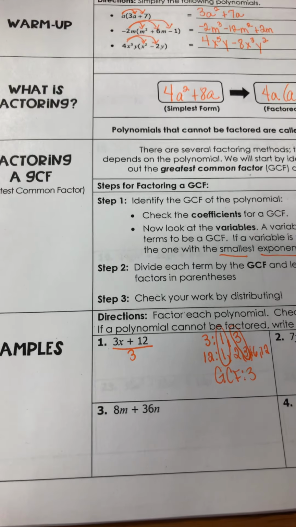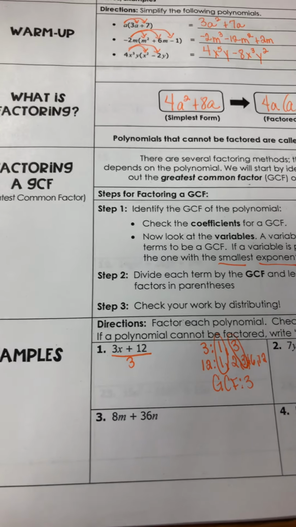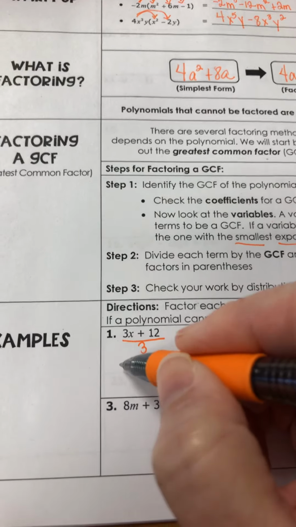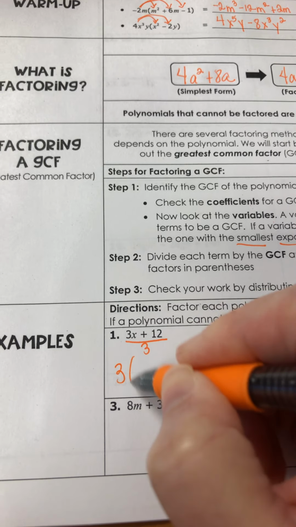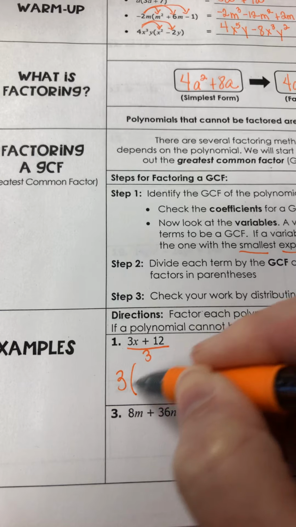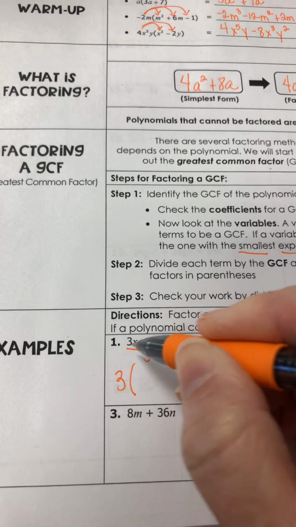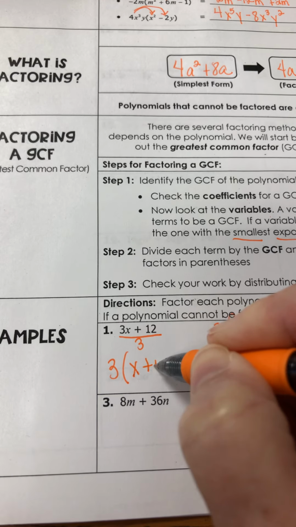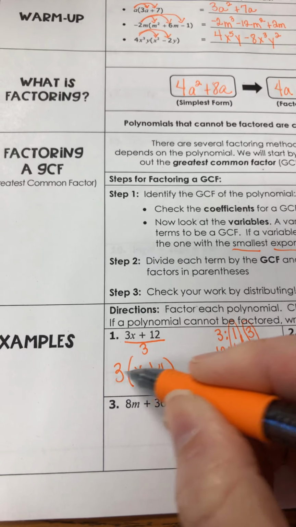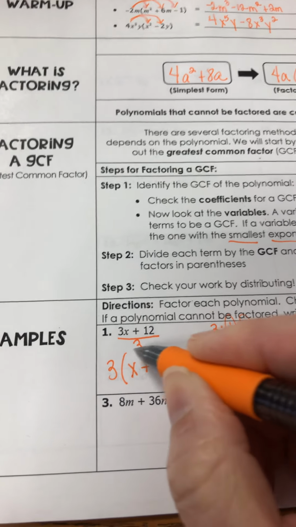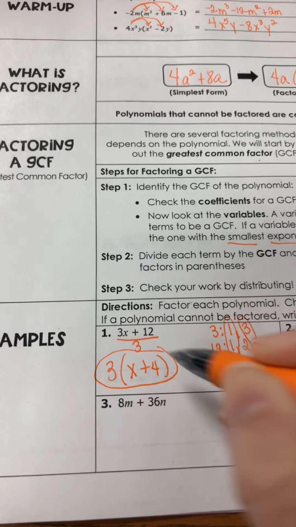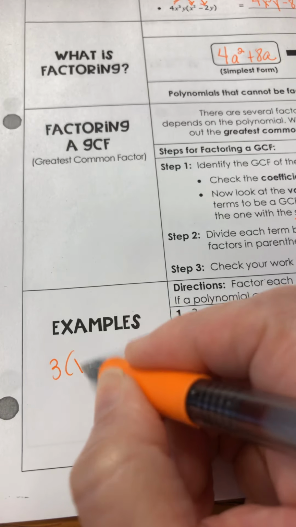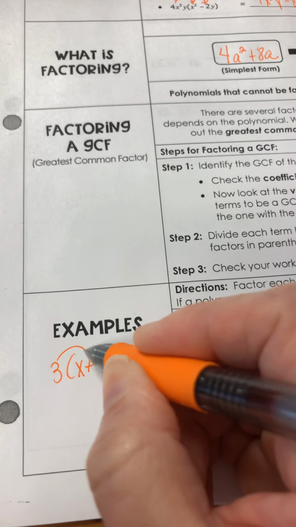Once you find your greatest common factor, divide by it. Exactly what we did yesterday, division by 3. So put the 3 on the outside of your parentheses. Whatever you divide by will always go on the outside. 3x divided by 3 is x. 12 divided by 3 is 4. So we end up with 3 times x plus 4. This is my factored form: 3 times x plus 4. I can go over here to the side and use the distributive property.